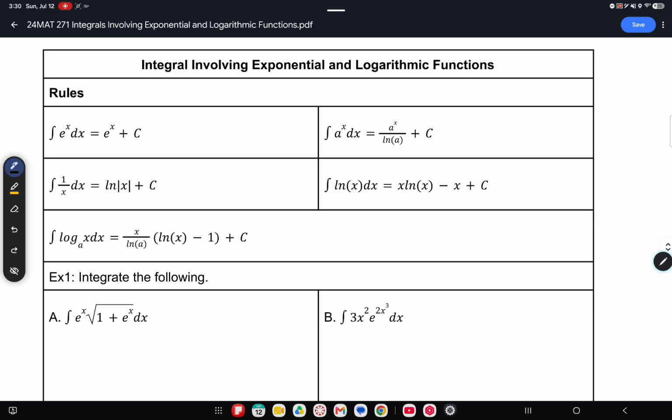I don't know that we've actually done this one, if it's on your reference sheet or not. But the integral of natural log of x is x natural log of x minus x plus c. And then we have one for just log functions as well. So log base a of x, the integral is going to be x over natural log a, times natural log of x minus 1, plus c.